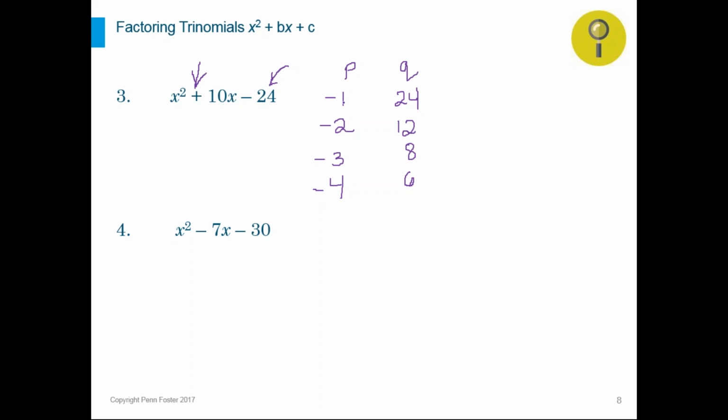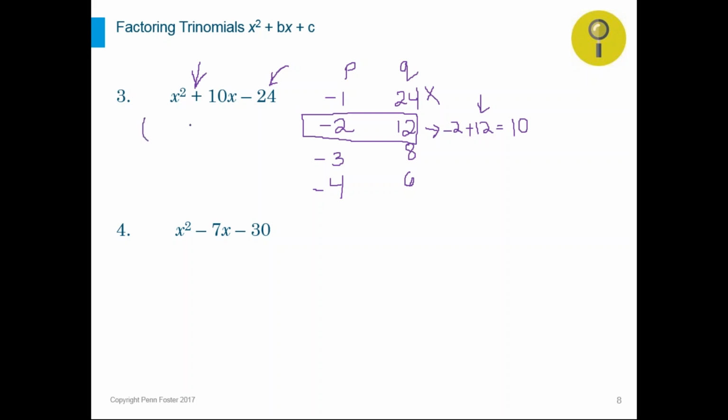24 times negative 1 is negative 24, but when you add, it does not give you positive 10. So this is not one of the options. Negative 2 times positive 12 is negative 24. When you add them, negative 2 plus 12, the answer will have the sign of the bigger number, which is positive, and then subtract. That will give you positive 10. So this set of factors is the one I'm looking for.